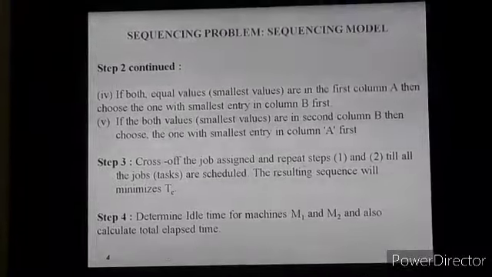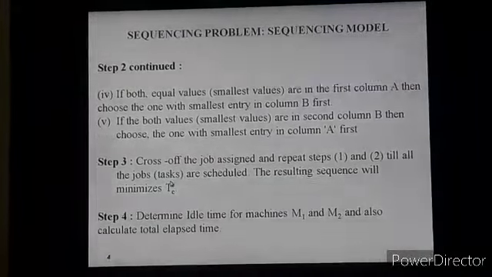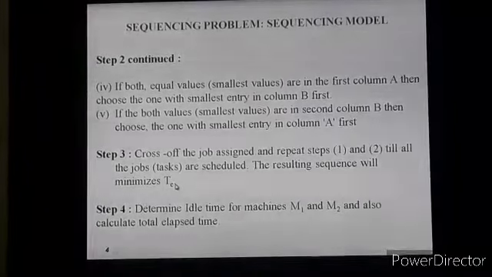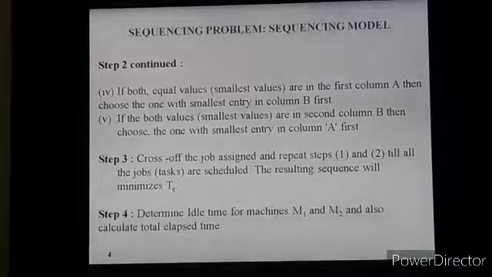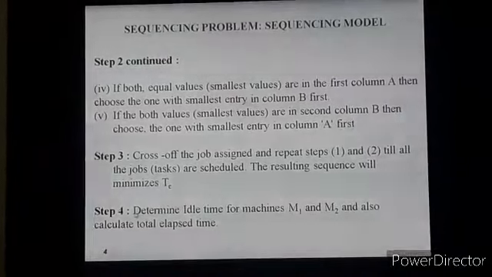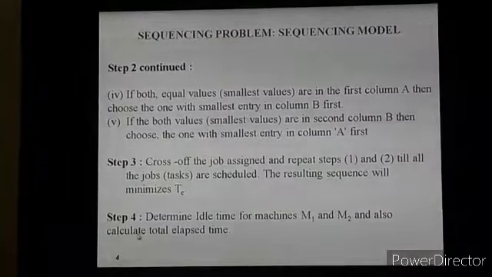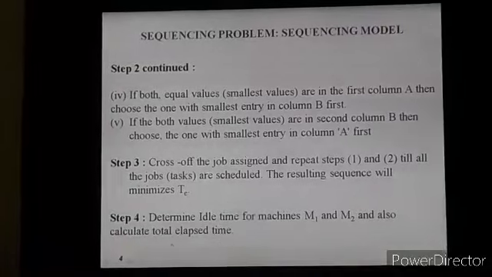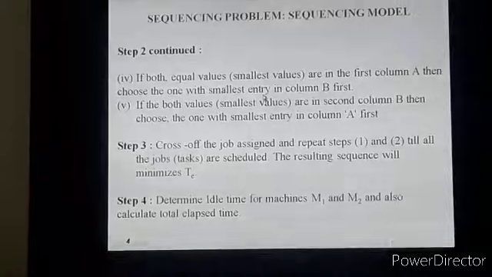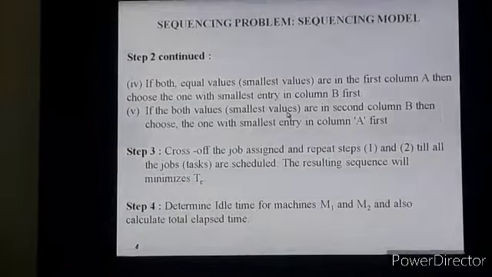Cross off the job assigned and repeat steps 1 and 2 till all the jobs or tasks are scheduled. The resulting sequence will minimize the total elapsed time, or that is total processing time, that is T. And the last step is to determine the idle time for machine M1 and M2 and also calculate the total processing time or total elapsed time. So these are the 4 important steps for sequencing of n jobs on 2 machines.